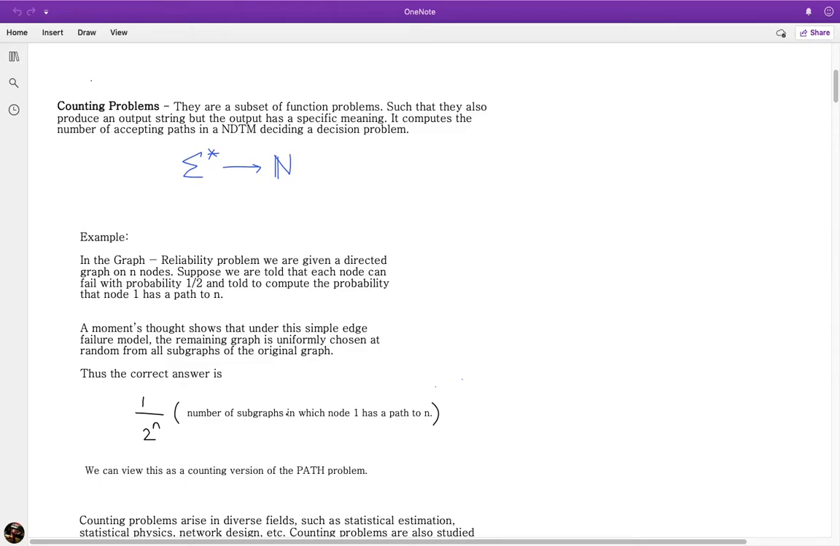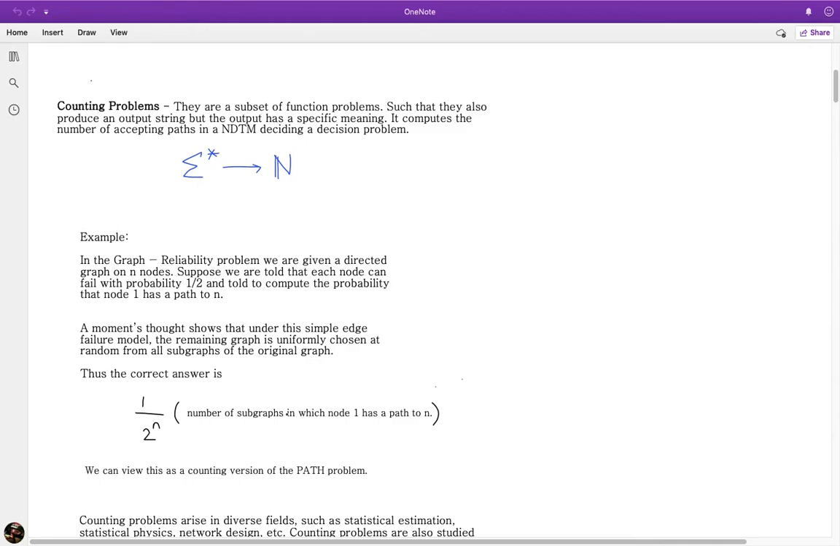So let's see an example of one of the counting problems. Here we are going to see the graph reliability problem. In the graph reliability problem, we are given a directed graph of n nodes, and we are told that each node has a fail probability of 1/2. So a node fails with a probability of half, and what we are asked to compute is the probability that node 1 has a path to node n.